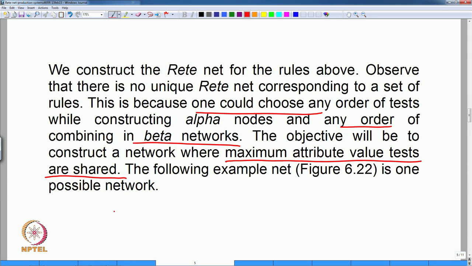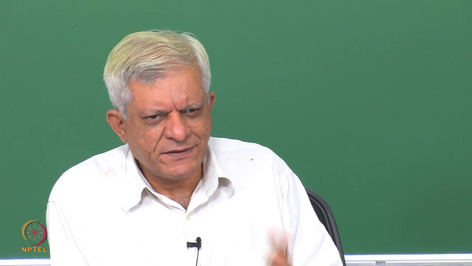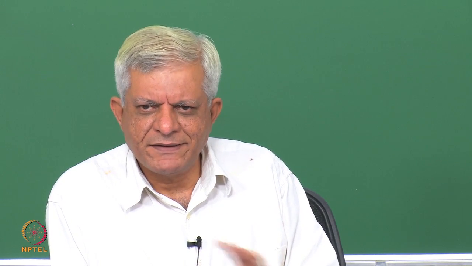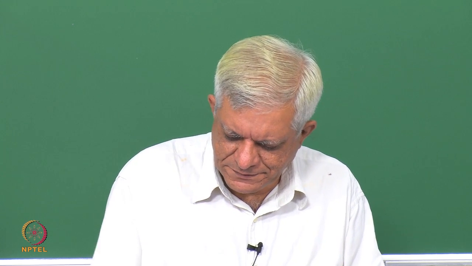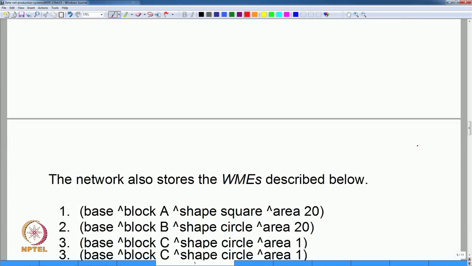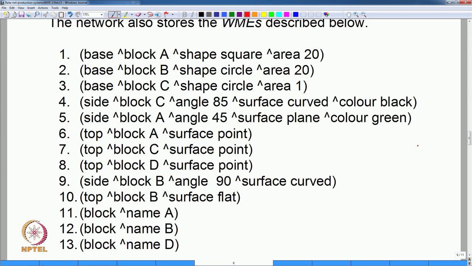So, if the different rules are testing for the same thing, in our case for example, the first pattern is always the same, then for every working memory element you must apply the test only once essentially. So, once we construct the network, we will also insert these working memory elements into the network to see how it works.